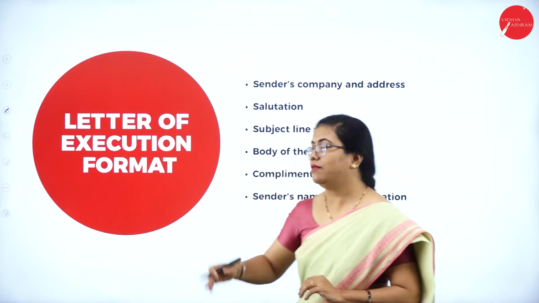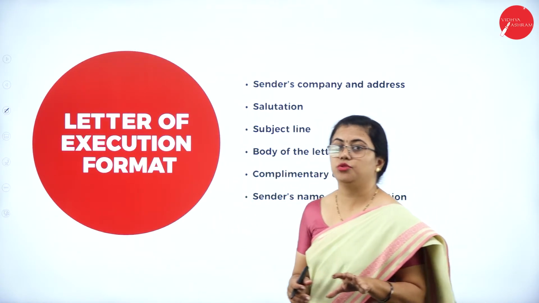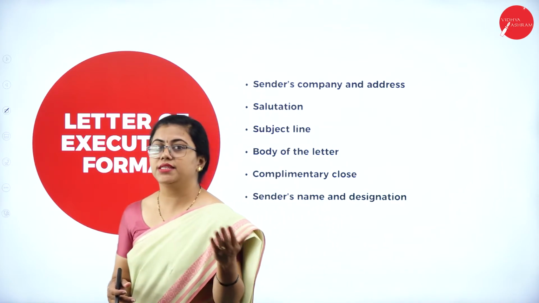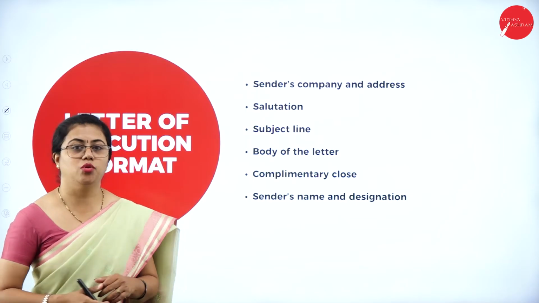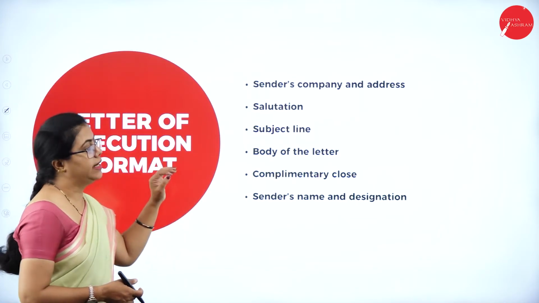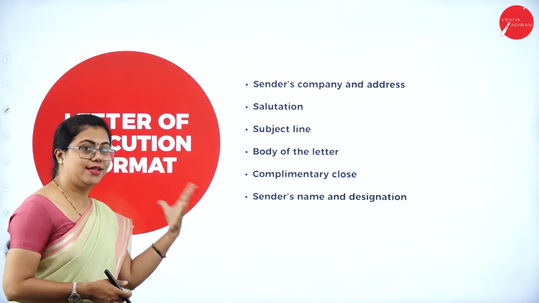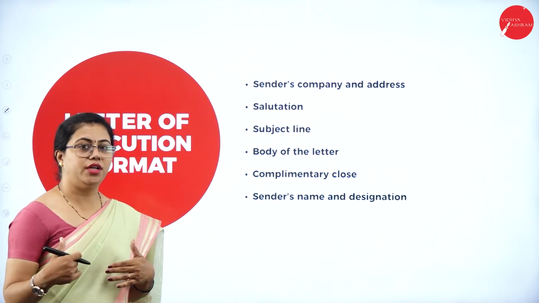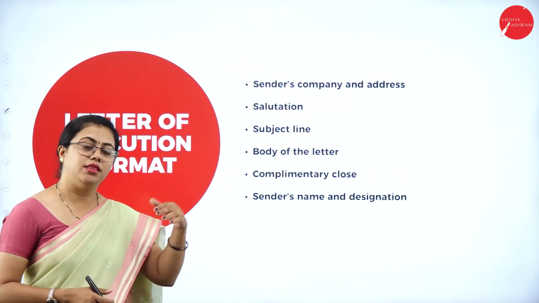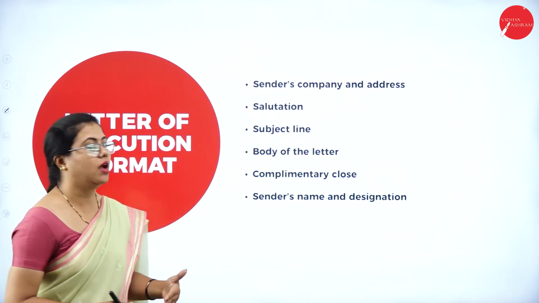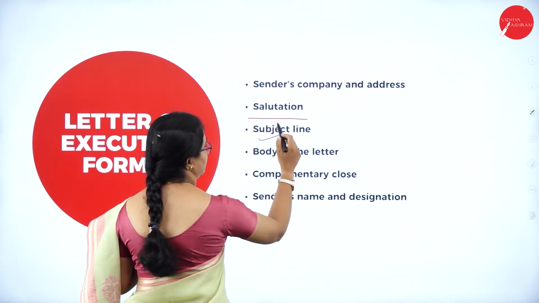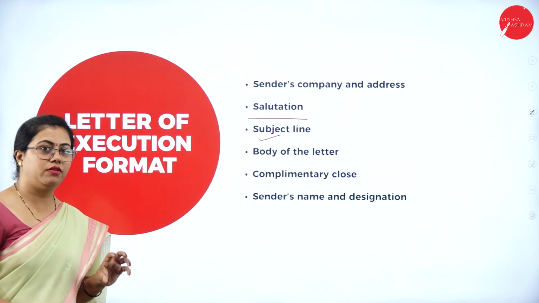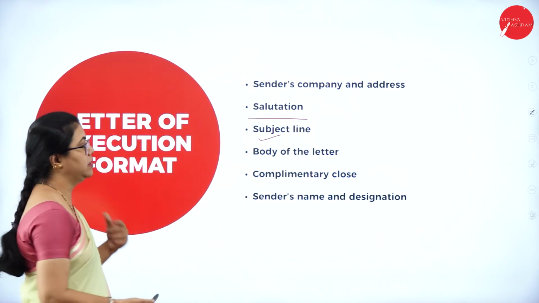Okay, so let us have a look at the letter of execution. Means if the order is placed, yes, how it will be executed, how the person will accept and continue the business. So what should it have? Sender's company and address. Now it is the other way. Okay, I receive the order, then I'll be the sender here. The person who receives will be the sender now. So sender's company and address, then salutation, then comes the subject line. Whether the order will be executed or cancelled will be in the subject line.